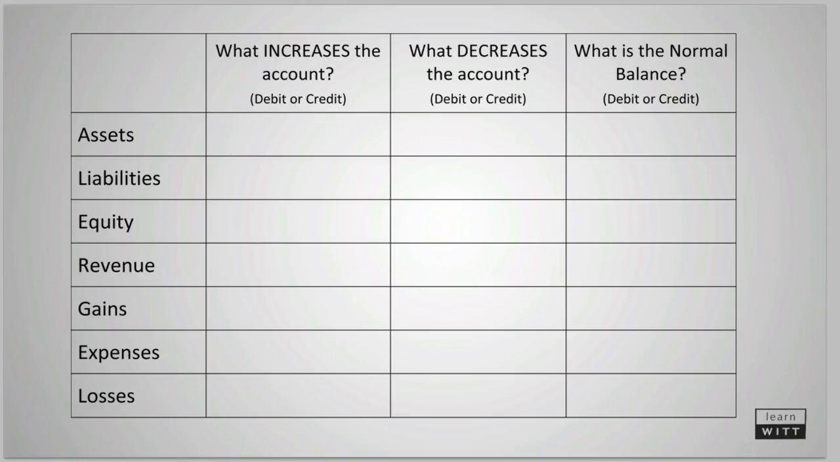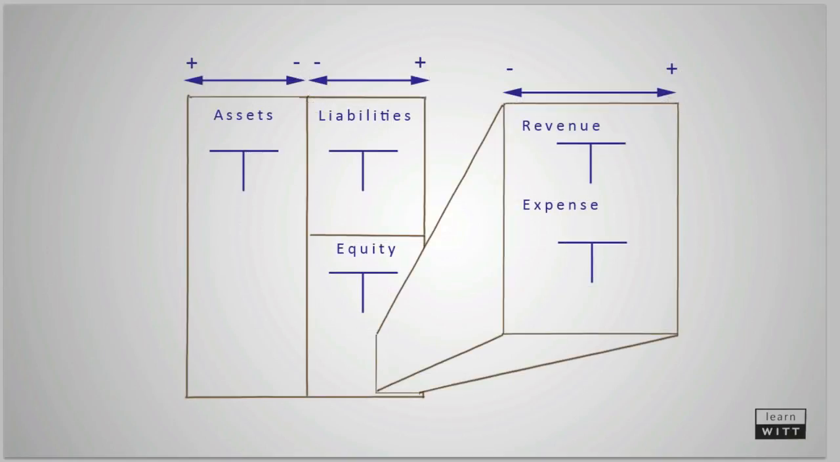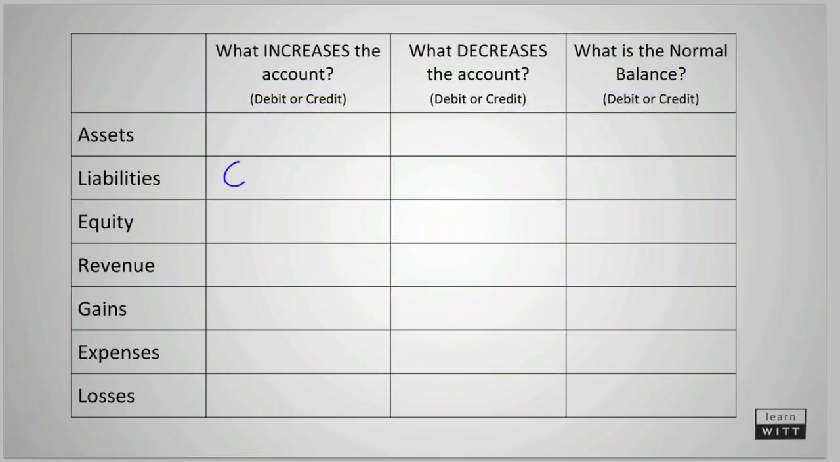The next type of account in question are the liability accounts. If we look at the debit and credit framework diagram, we see that all liability accounts are increased by putting an entry on the right side. Credit means right. Therefore, a credit increases the liability account and a debit decreases the liability account. Finally, a liability account's normal balance will be seen on the credit side.